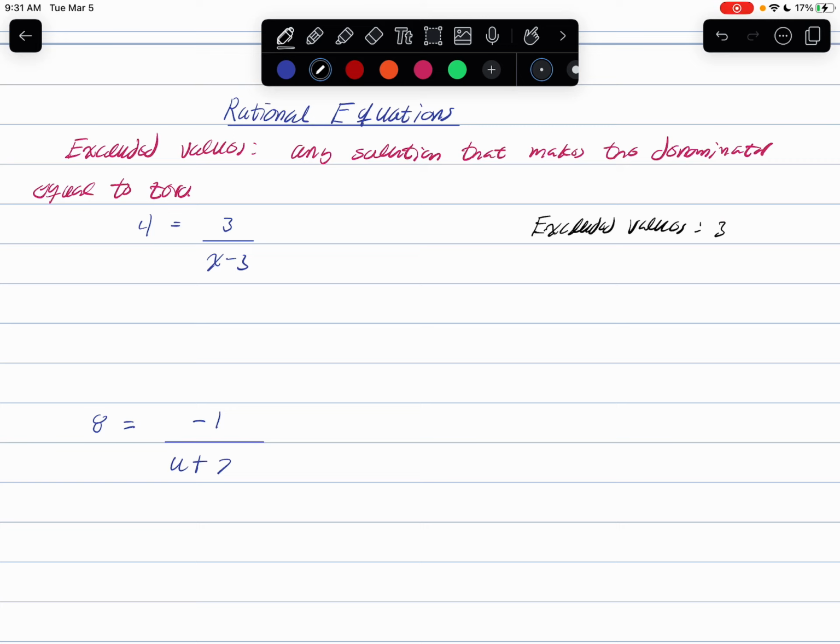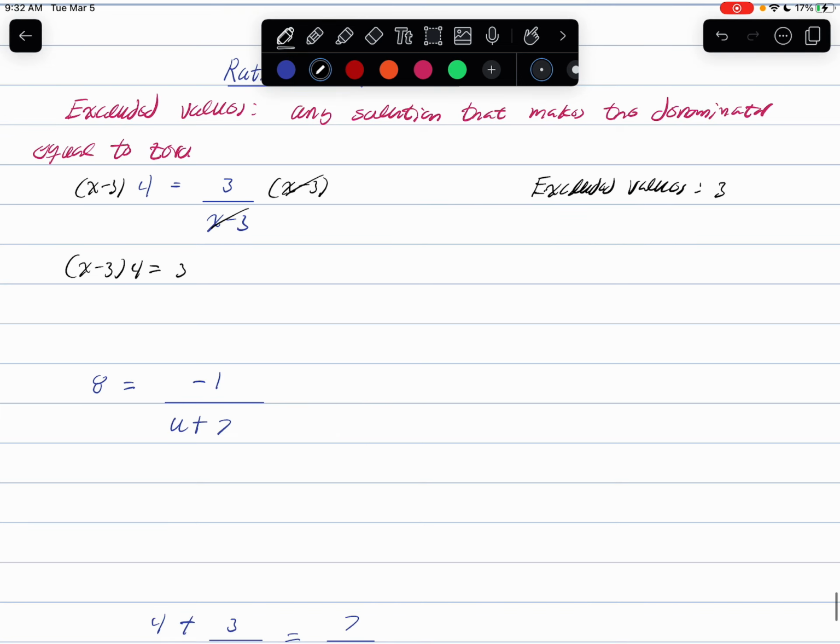So the goal here is to isolate x all by itself. So we need to get x out of the denominator. Okay, so to do this, let's go ahead and multiply both sides of the equation by x minus 3. So the x minus 3's here will cancel, and we're left with x minus 3 times 4 is equal to 3.